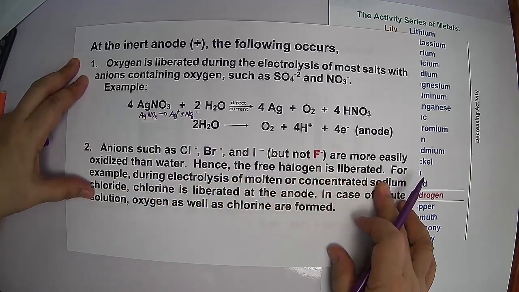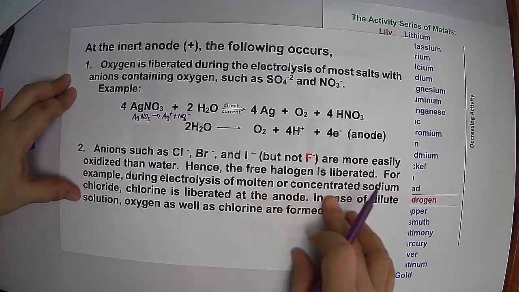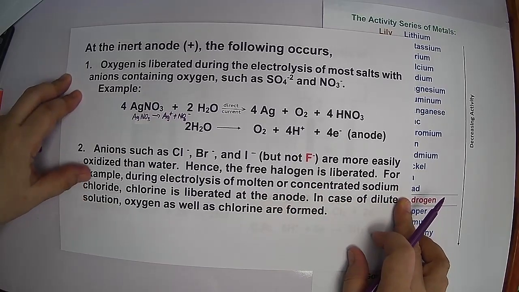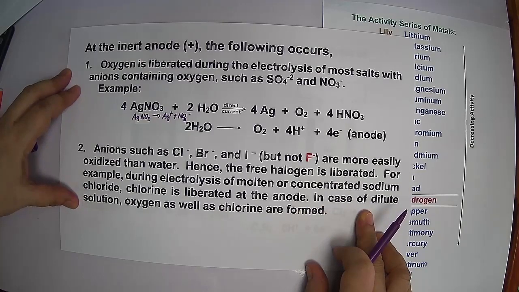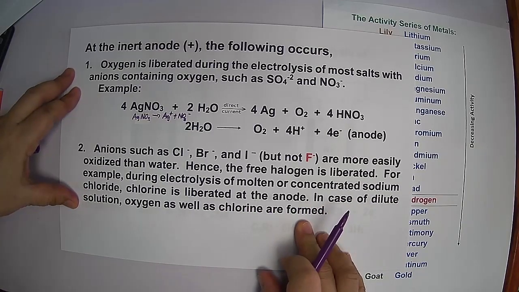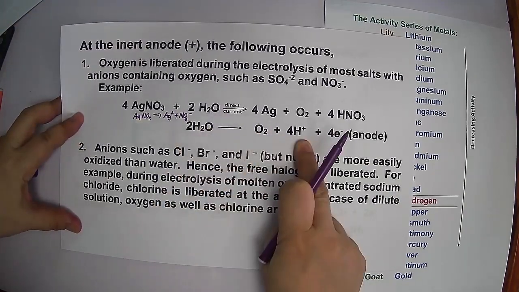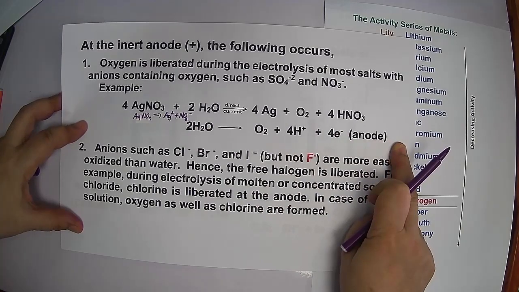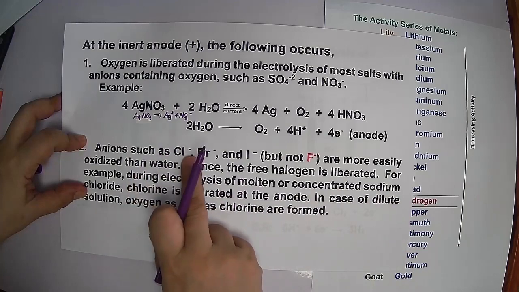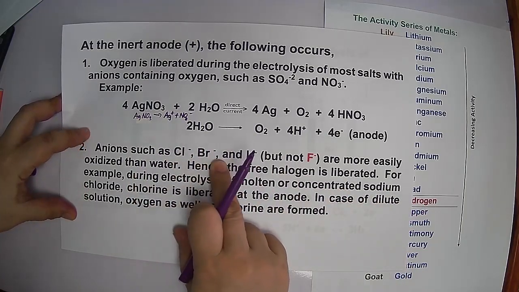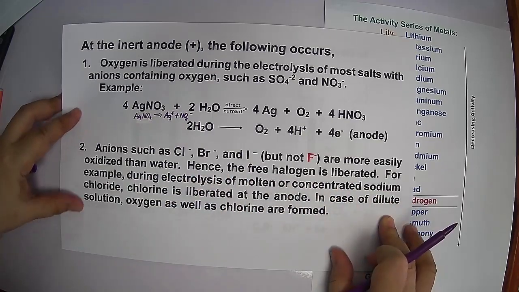Hence, the free halogen is liberated, for example, during electrolysis of molten or concentrated sodium chloride. Chlorine is liberated at the anode. In the case of a dilute solution, oxygen as well as chlorine are formed. The oxygen in the water will undergo oxidation, and the chloride from the anion of the solute will also undergo an oxidation reaction.